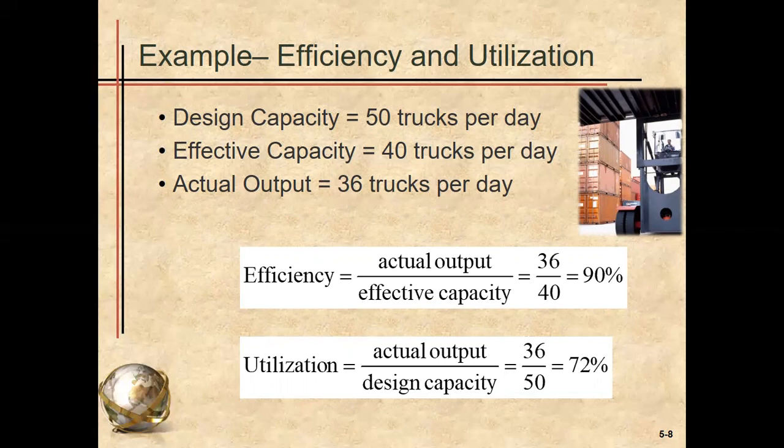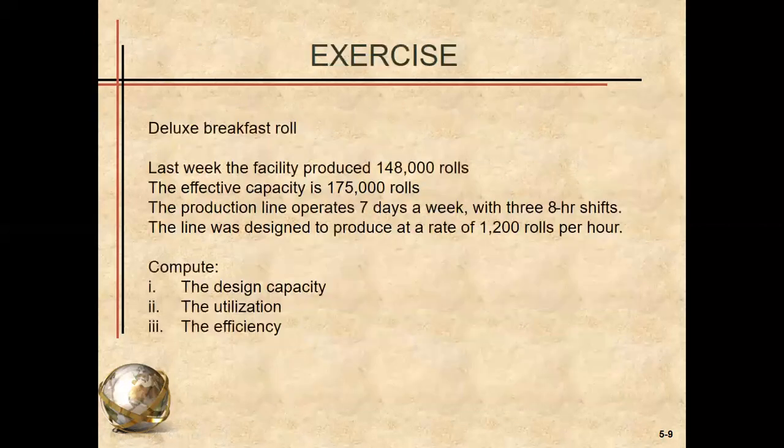Then the utilization is the actual output over the design capacity. The actual output here is 36, and the design capacity is 50. So the utilization of the capacity is 72%.